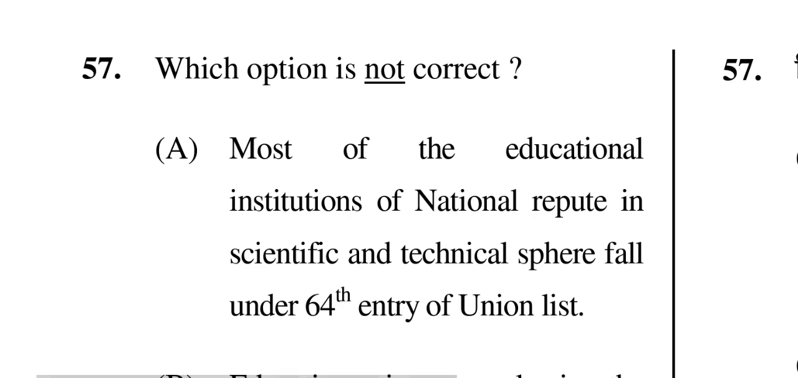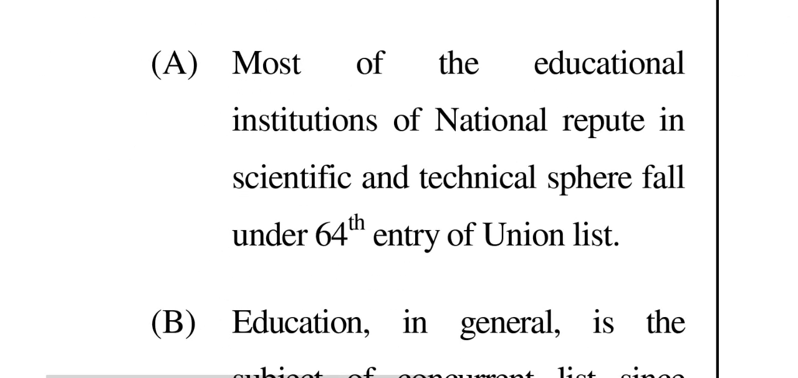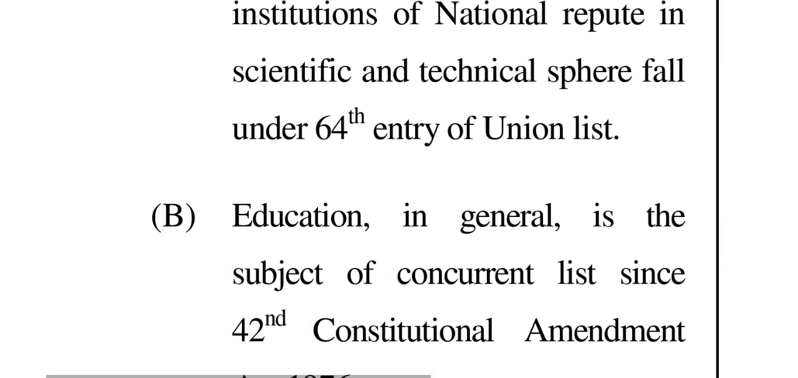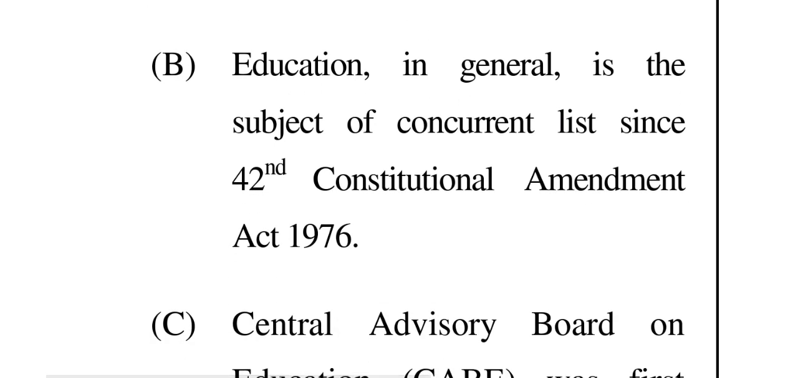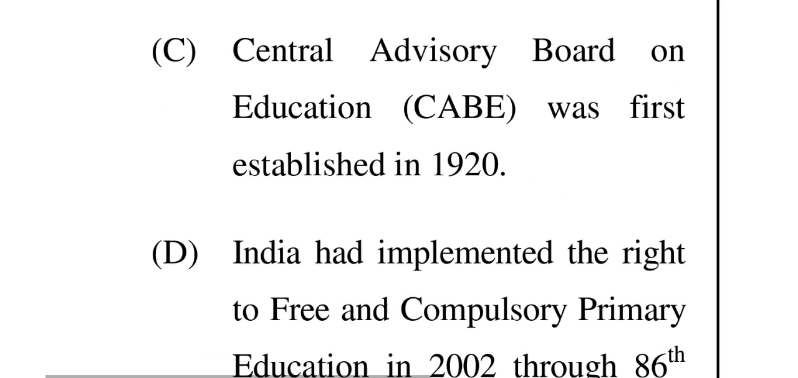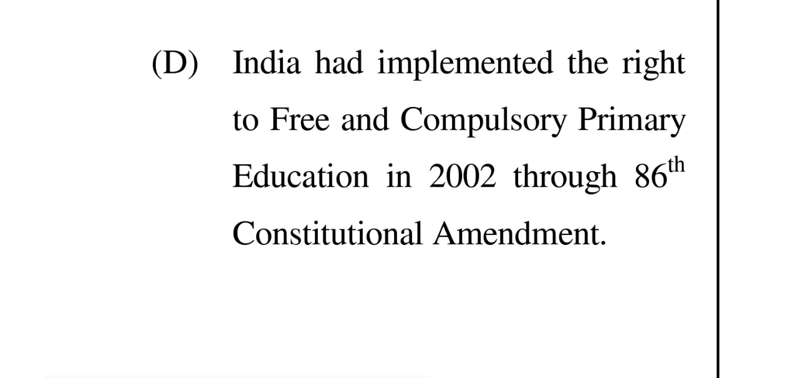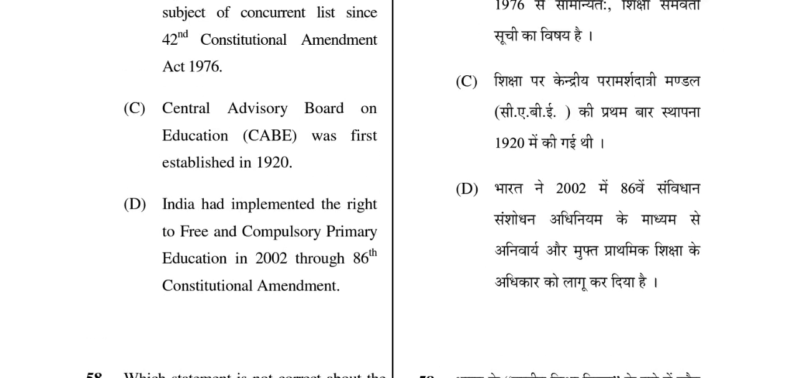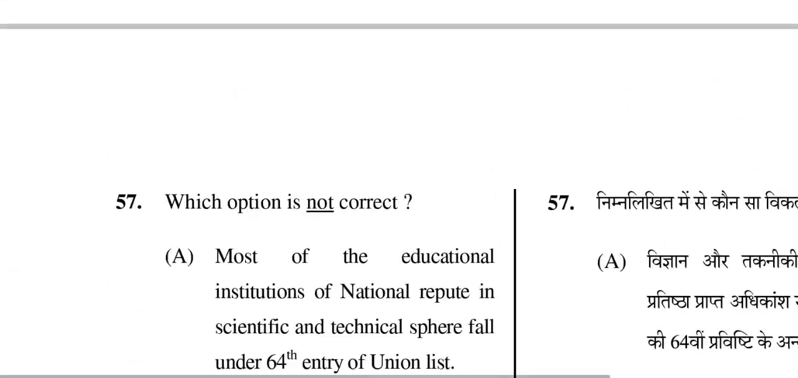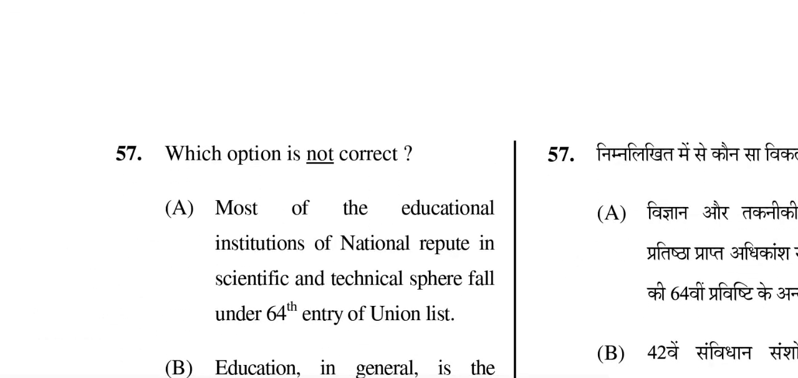Okay, 57, which option is not correct? A, most of the educational institutions of national repute in the scientific and technical sphere fall under the 63rd entry of the Union List. B, education in general is the subject of the Concurrent List since the 42nd Constitutional Amendment Act 1976. C, the Central Advisory Board on Education, CABE, was first established in 1920. D, India implemented the right to free and compulsory primary education in 2002 through the 86th Constitutional Amendment. 57 correct answer will be C.